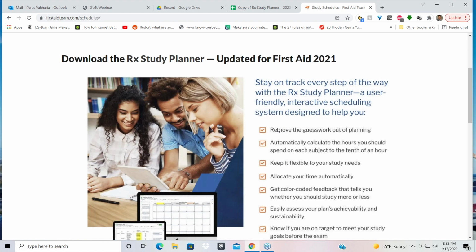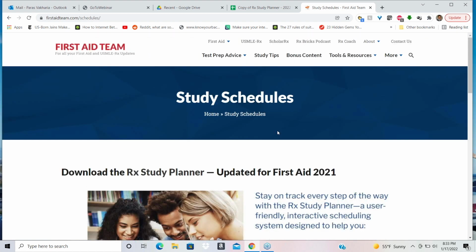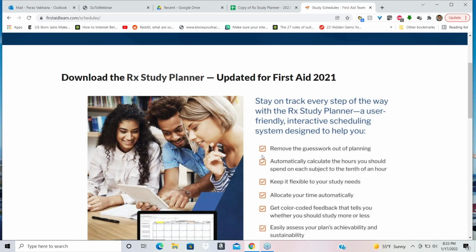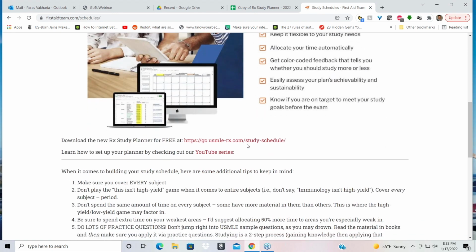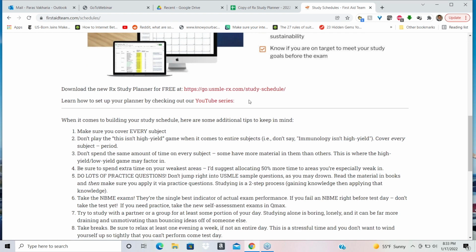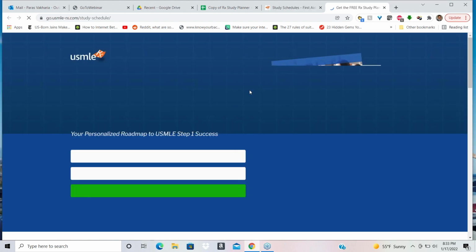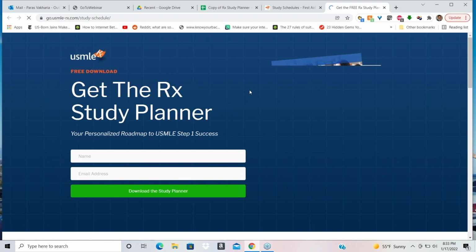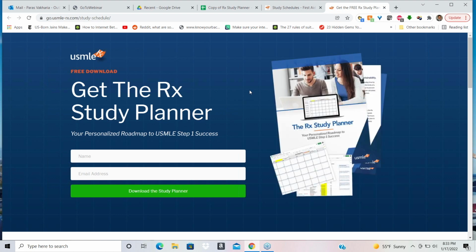So for you guys out there, this is where you can go ahead and download it. There's a couple ways to get to it, but this is essentially called the RX Study Planner, and it's updated for first aid. There's a link here that tells you exactly how you can build this. You can enter your name and email, and it'll send you a personalized link to download this.